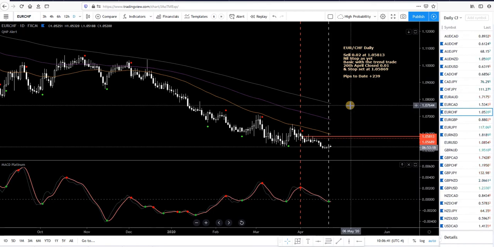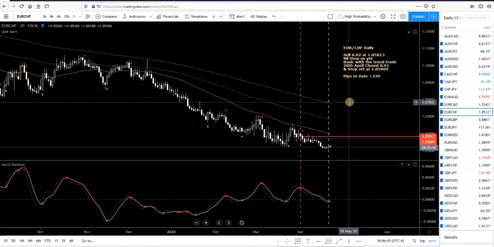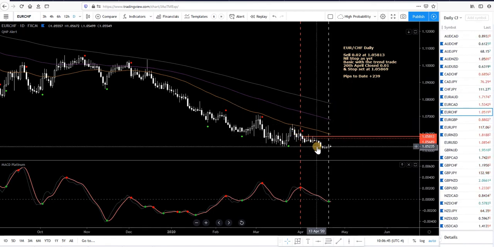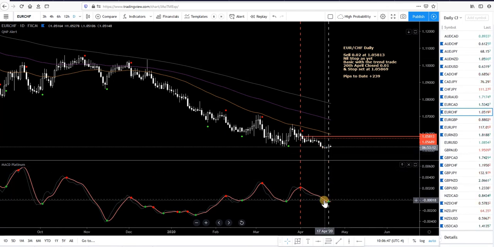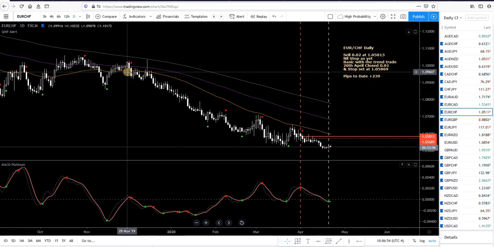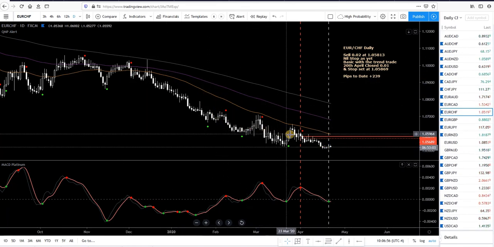Euro Swiss, the slow mover. All right, I'm going to sell here. I've already closed half. The reason I closed half here is the MACD Platinum went through the zero level on these candles. This is like watching paint dry, this pair sometimes. It has some good moves, but geez, they're few and far between.